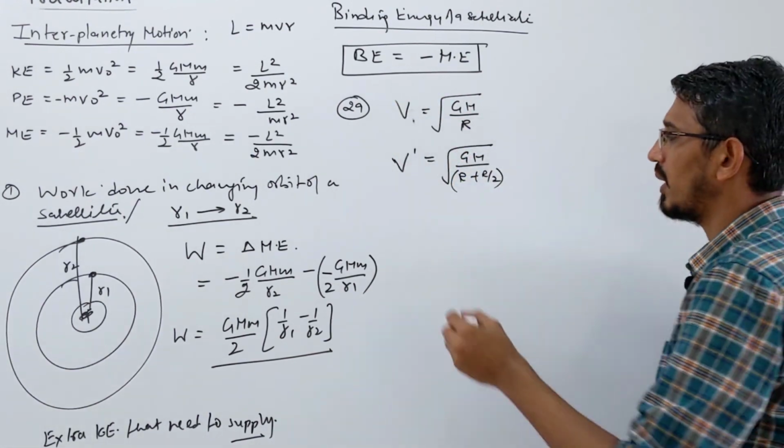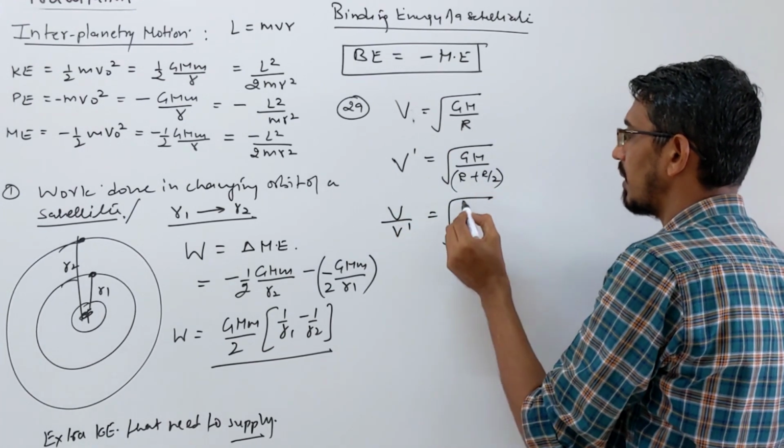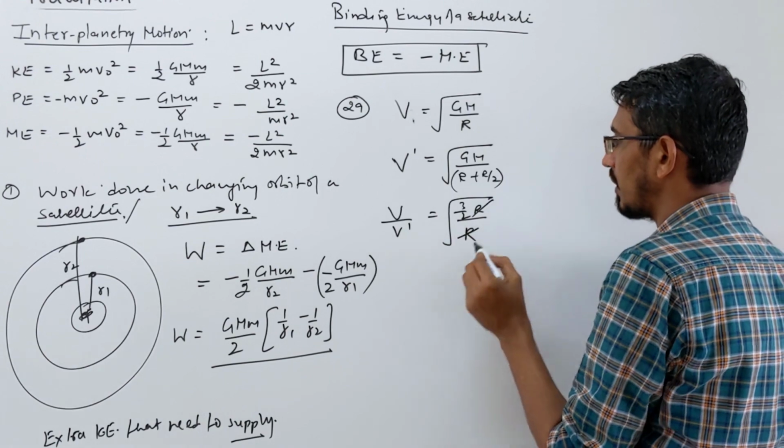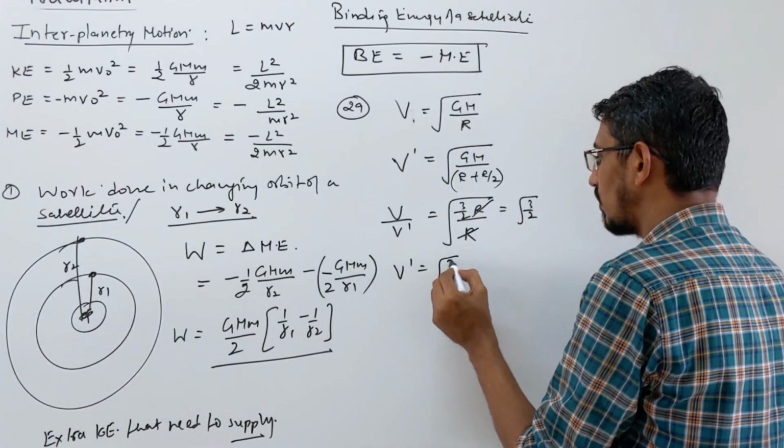No need to write this long, only the radius is changing, right? So you can write initial velocity by final velocity V by V dash. Initial radius was r, new radius becomes 3 by 2 of r. This gets cancelled, so root 3 by 2. We are interested in calculating V dash, that becomes root 2 by 3 of V.